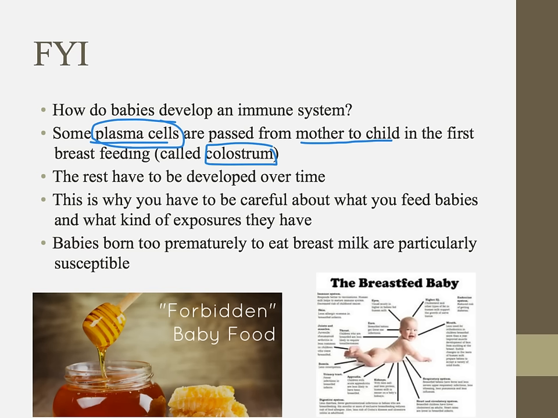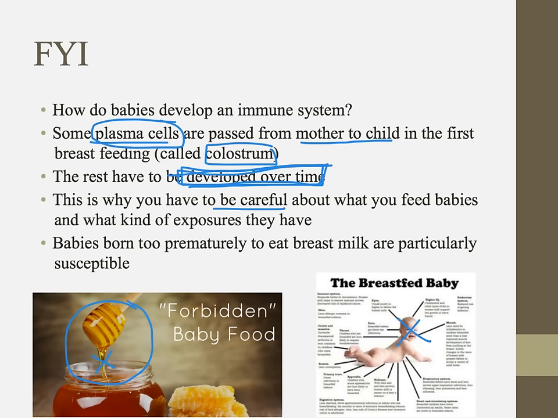The rest just have to be developed over time. And so this is a little bit of an exposure process, genetics process, etc. It's also one of the reasons why you have to be really careful about what you feed babies. They haven't fully developed their immune system. They're not as cool as you are yet. So we have to limit what kind of exposure they have to things like honey. Honey has bacteria in it. Your immune system has the cells to be able to fight off that bacterium. Babies, not so much.